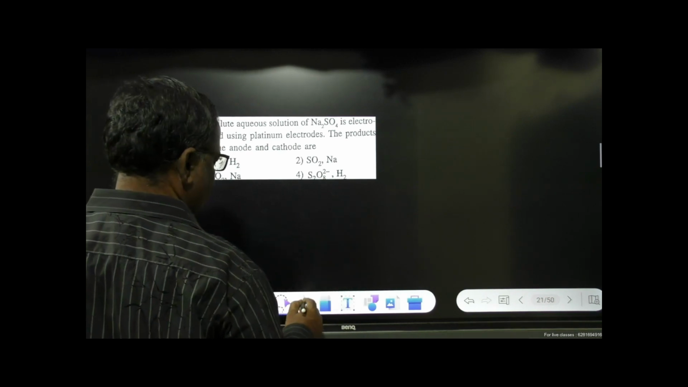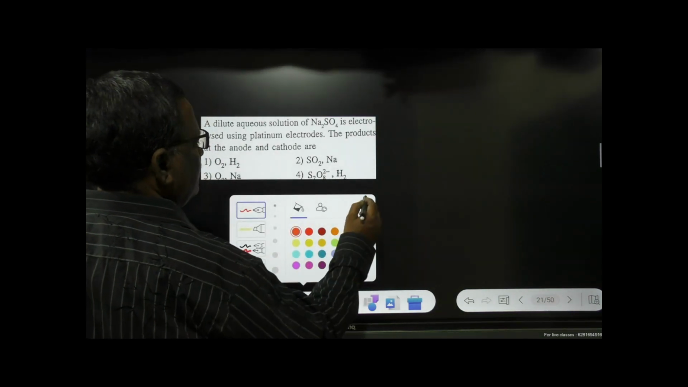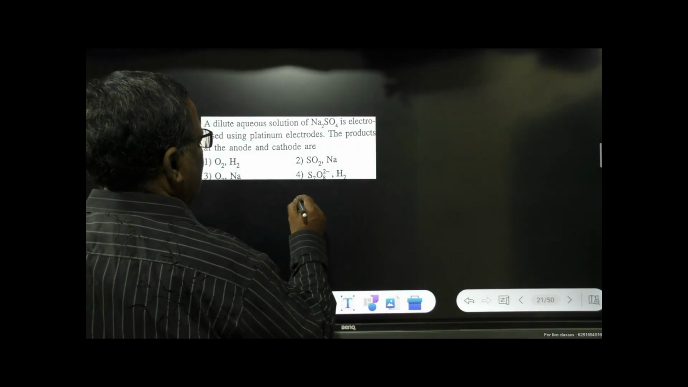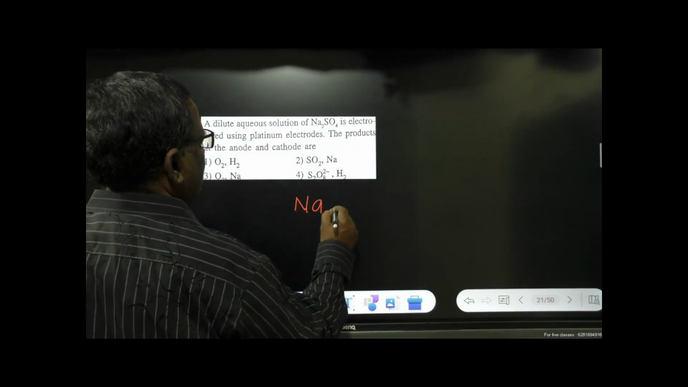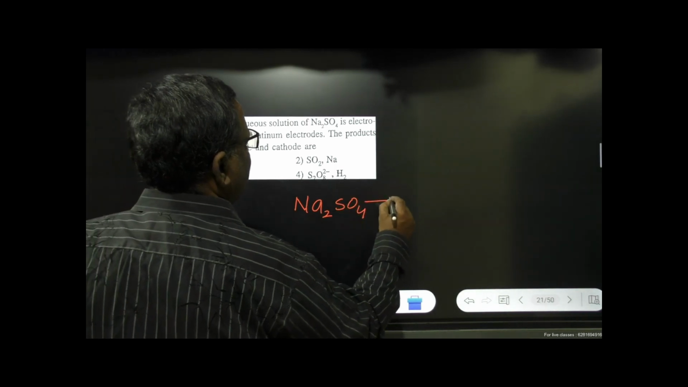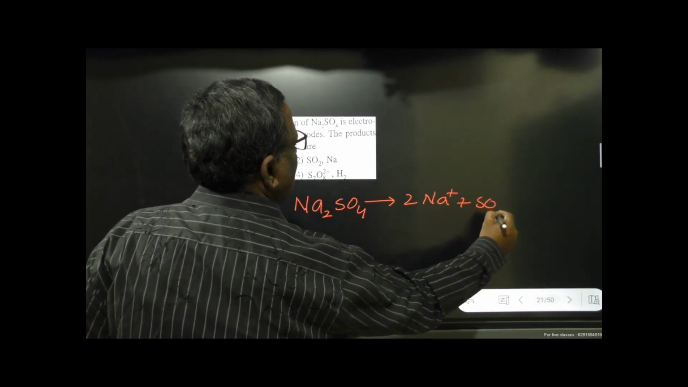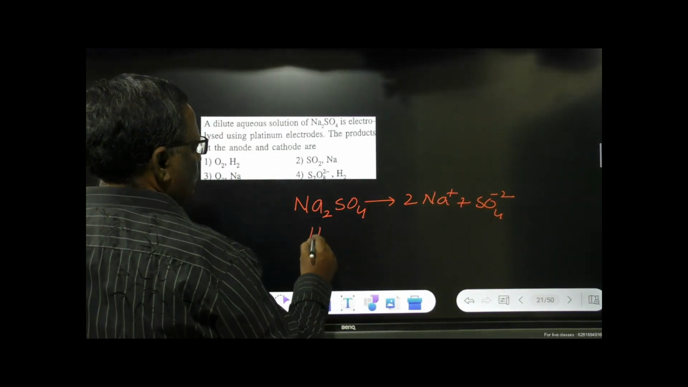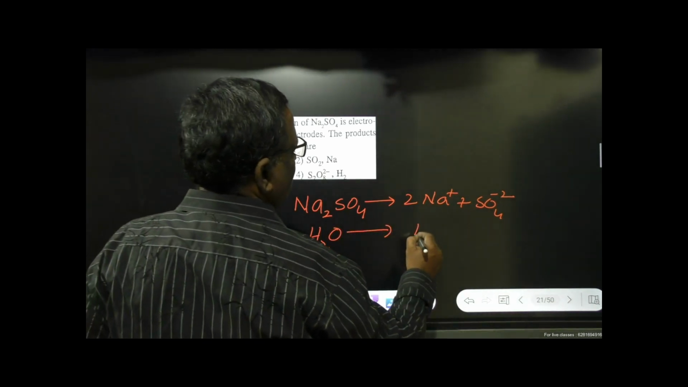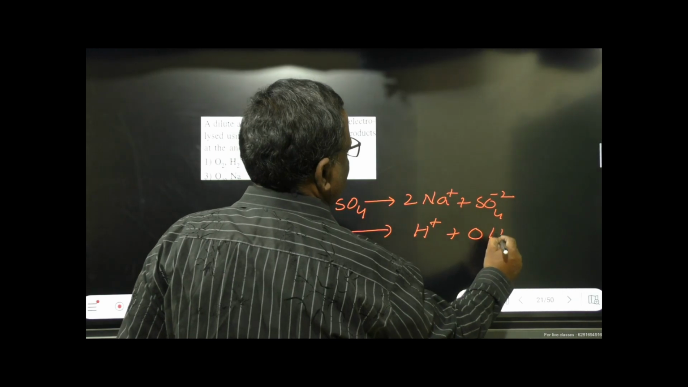Dilute aqueous solution of Na2SO4 is electrolyzed using platinum electrodes. What are the products at anode and cathode? When Na2SO4 solution is electrolyzed, the available ions are: Na2SO4 gives us 2Na+ and SO4^2-. H2O, because it is aqueous, gives H+ ions and OH- ions.